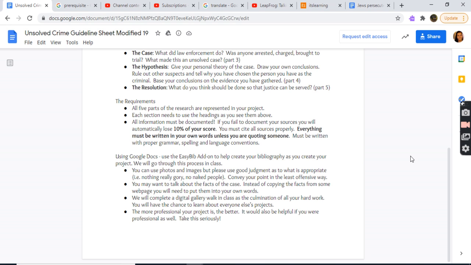You may want to talk about the facts of the case. Instead of copying the facts from some webpage, you'll need to put them in your own words, like I said in the other part. We will complete a digital gallery walk in class as a summation of all your hard work. You will have a chance to learn about everyone else's projects.